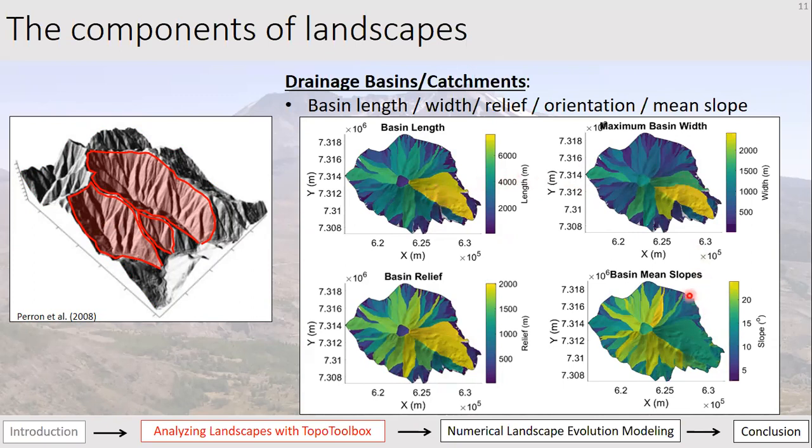So, for example, we can see, looking at mean basin slopes, that of the basins that reach the edifice's summit, they all approximately have the same slope. However, the basins in the southeastern regions of the edifice have the highest lengths and widths compared to the others.